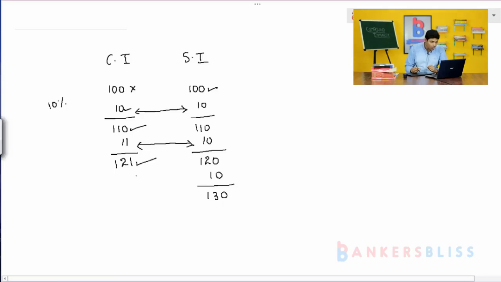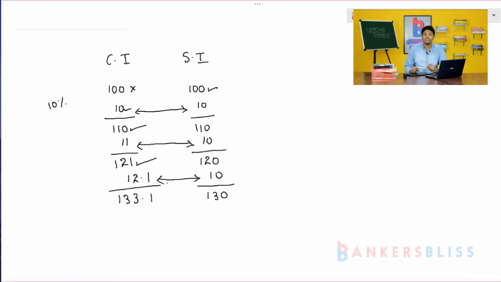So 10% on 121, that is 12.1. So altogether we are going to end up with 133.1. Okay, so after 3 years the amount we are going to get is 133.1. Again you can notice the difference between the interest we got at the end of 3 years. Under simple interest we got 10 rupees, under compound interest we got 12.1 rupees. So you can notice the difference.